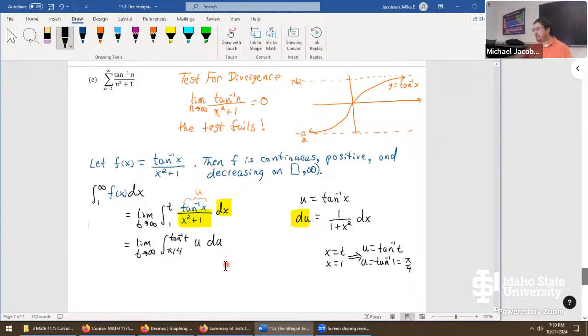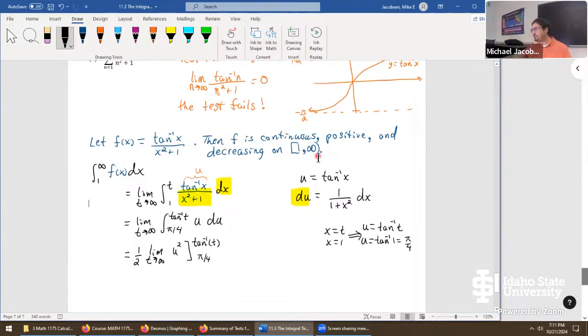So finally, we're on the right track. We can get the antiderivative, evaluate it, take the limit. Any questions to this stage? Okay. Antiderivative of that is 1/2 u squared. So I'll put the half in first, way in front of the limit. As t goes to infinity, u squared goes in here, and we evaluate from pi over 4 to tangent inverse t.